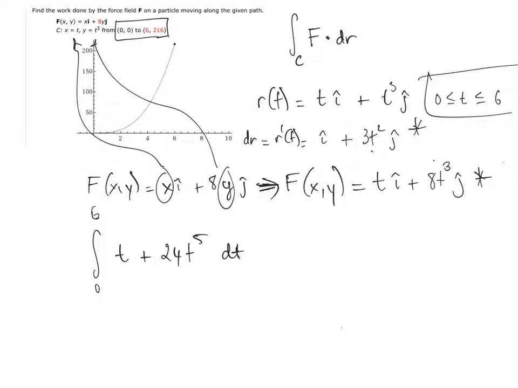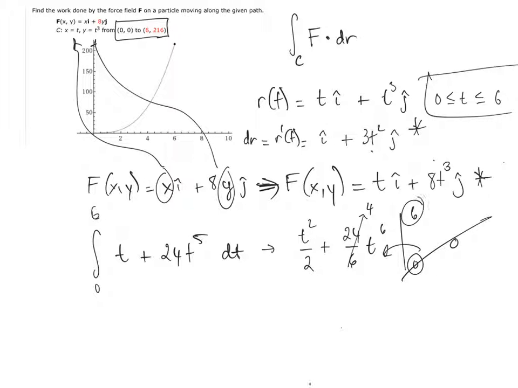Now it's an easy integral. You can simply solve with respect to t. So you get t squared over 2 plus 24 over 6 t to the 6th, from 0 to 6. If you plug in 0 into the equations right here, you get 0. So the whole thing is out. So you only have 6 right here.